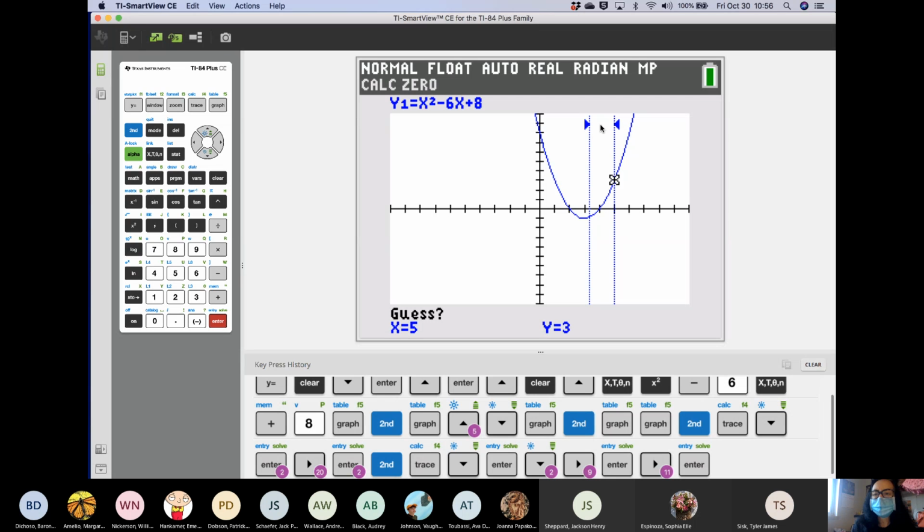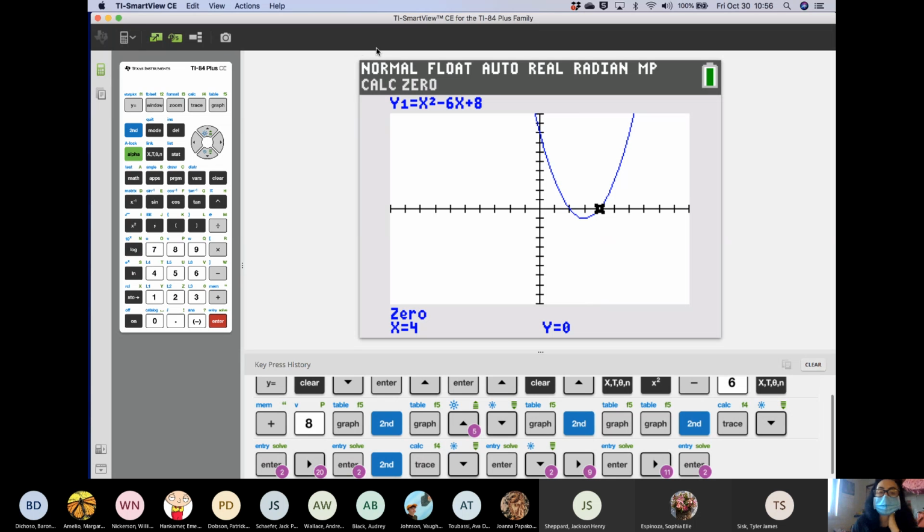There's my right bound. So it's saying, look in here and find me the 0. There it is. So you can check your work on the calculator, right? You can ask the calculator to help you find those roots, those solutions, those zeros. Or you could look at the table.